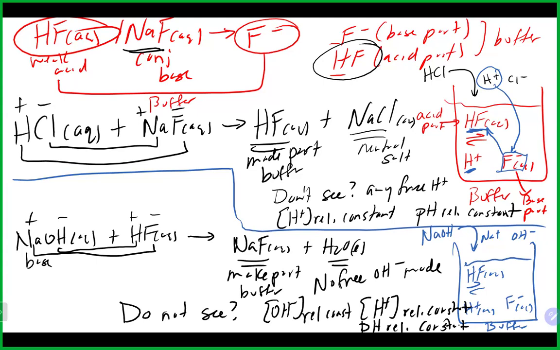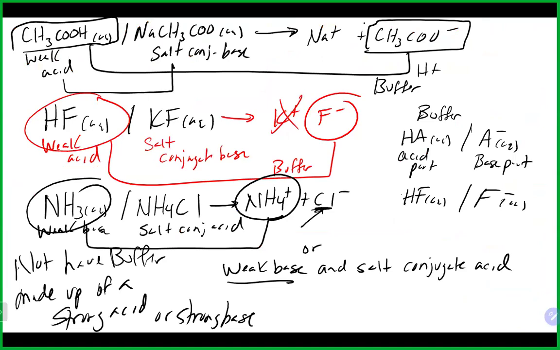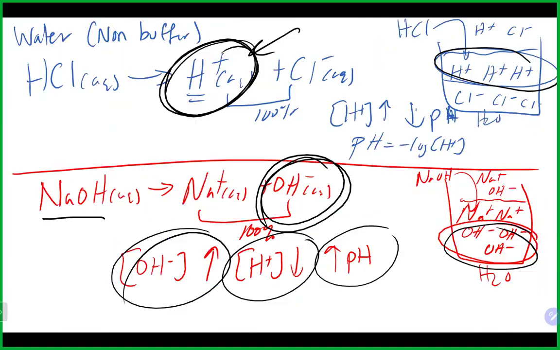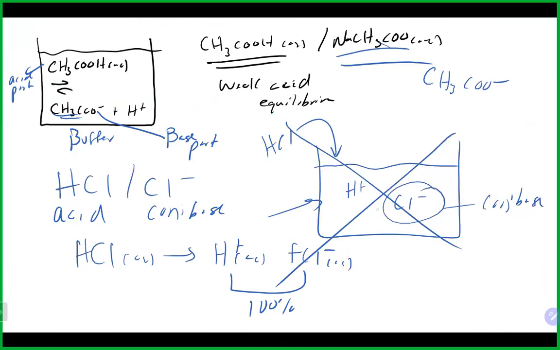That is why we cannot have a buffer that's made out of a strong acid or strong base, because you're missing an essential component and you'll be in trouble when you try to add an acid or base. So for example, where did I have that picture? Maybe here, yeah. If you have this as your buffer and you add more HCl, all you're doing is adding a bunch of H plus, and it's not going to be able to resist any changes in the pH.